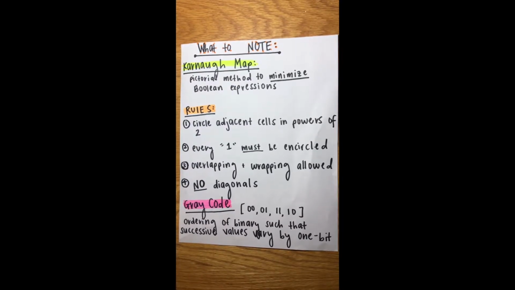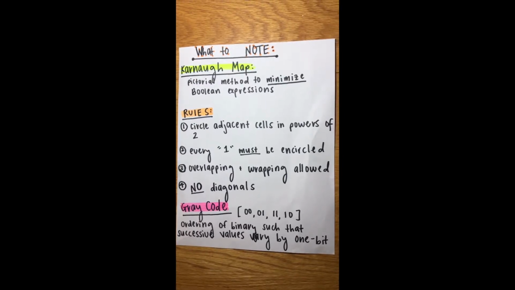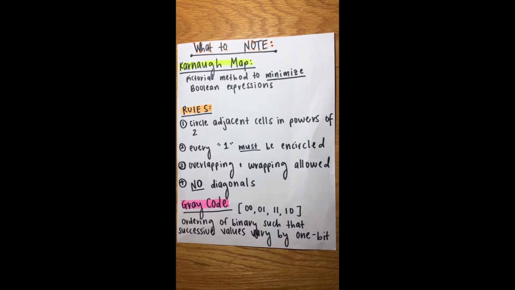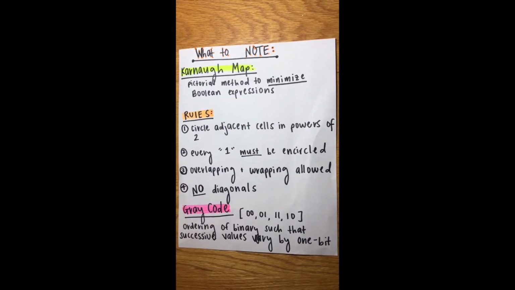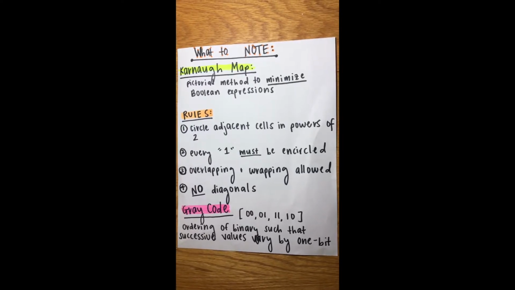There's a couple rules that must be followed in order to solve these questions. One is that you must circle adjacent cells in powers of 2. Next, every 1 must be encircled. Three, there is overlapping and wrapping allowed to minimize the number of circles made. Finally, there can be no diagonal circles.